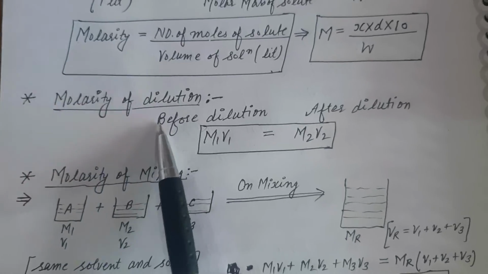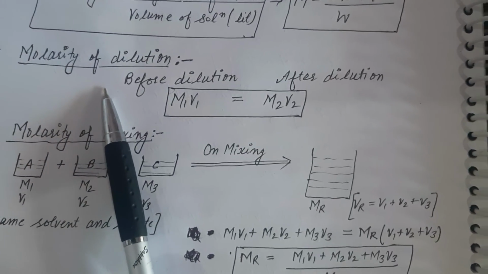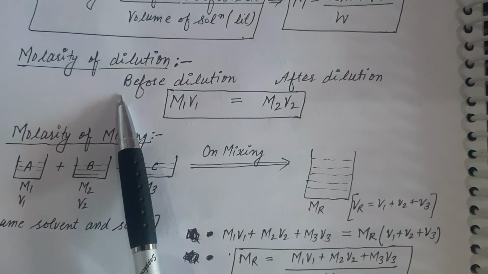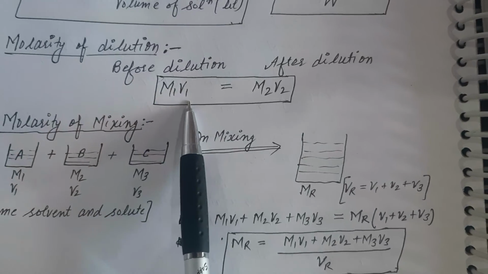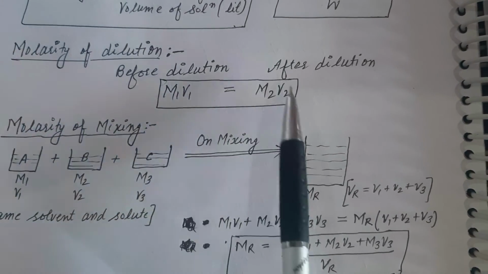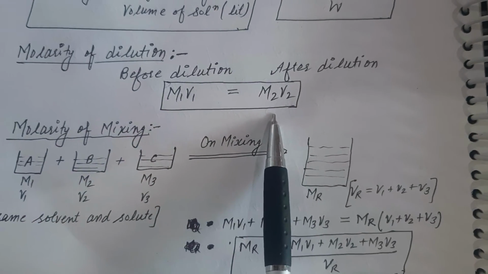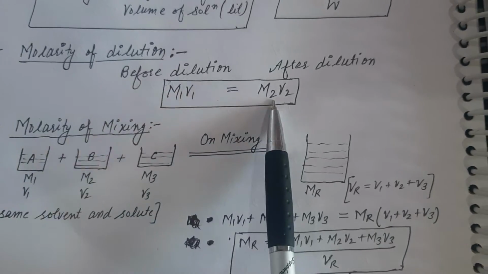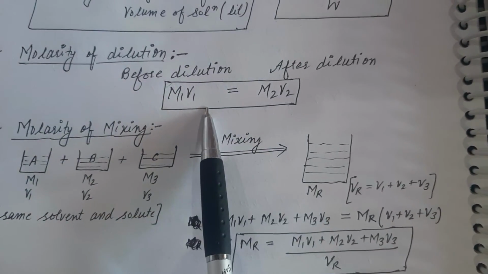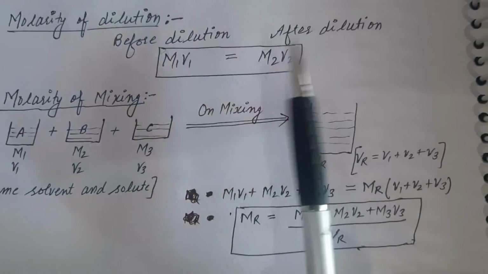Molarity of dilution: what will be the result after dilution of a solution? Before dilution, molarity is M1 and volume is V1. After dilution, it will change into M2 and V2. It is known as the equation for molarity of dilution: M1 V1 is equal to M2 V2. M1 V1 is the initial condition, M2 V2 is the final condition.